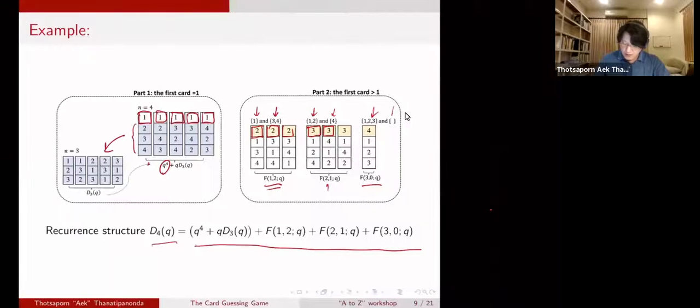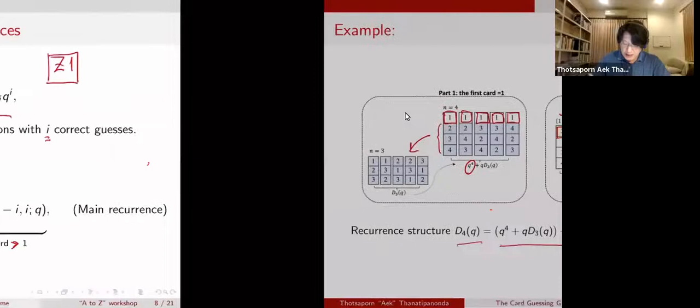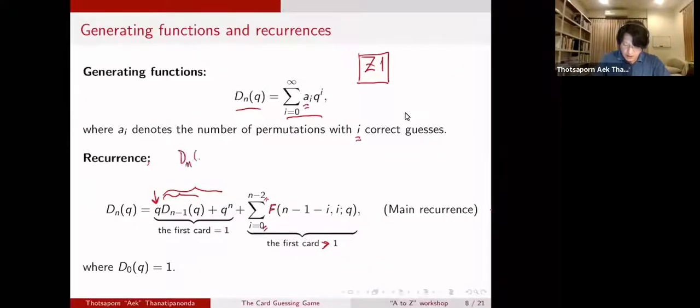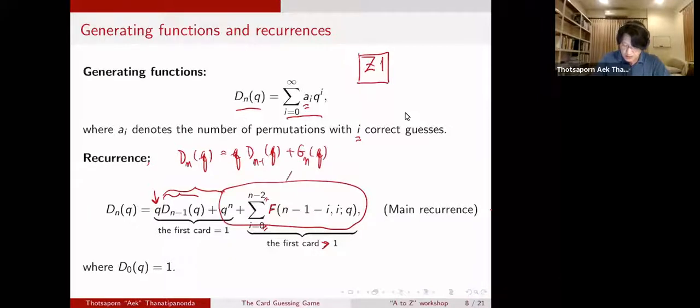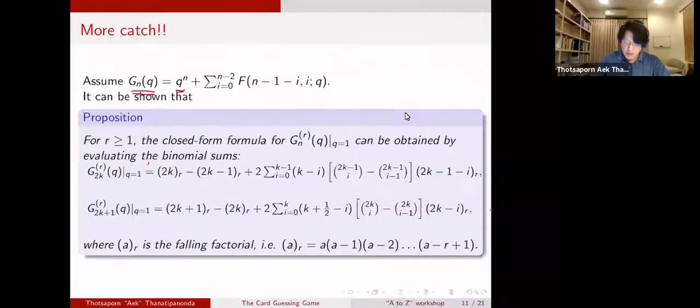So you see from this relation, you have D of N and Q is Q D of N minus 1 and Q, plus G of N and Q. So this whole thing is like a G of N and Q. Once you know the formula for the capital F here, we have the double sum, and you can switch the order of the sum.